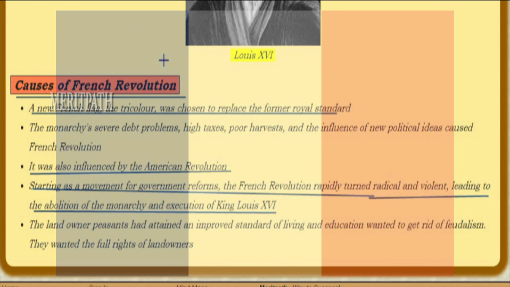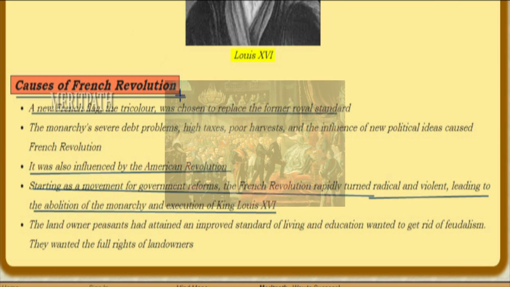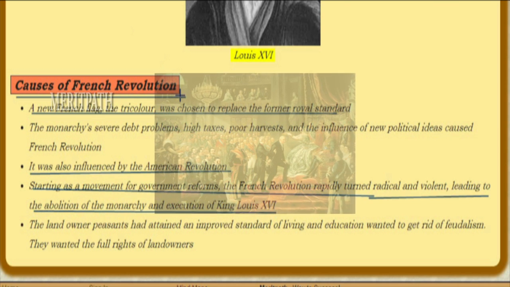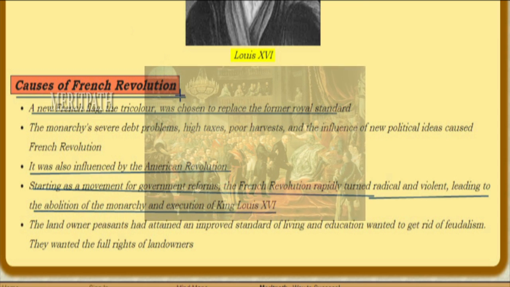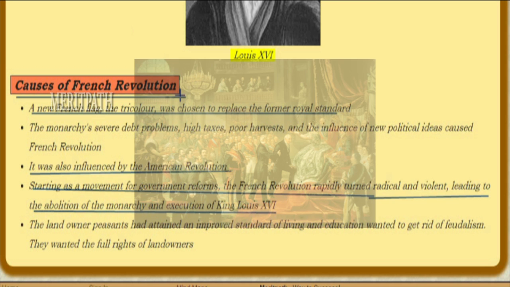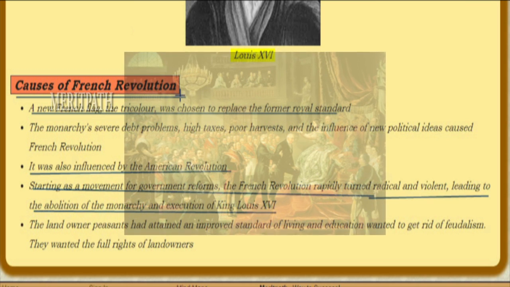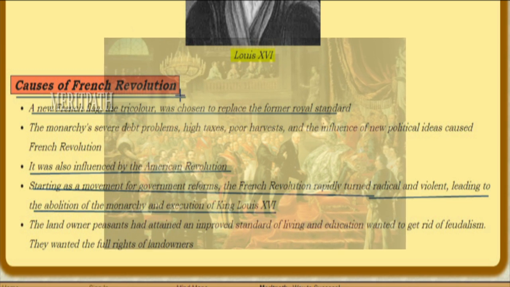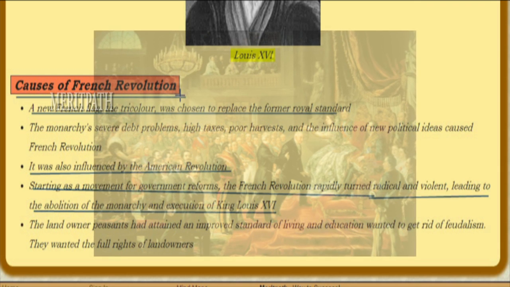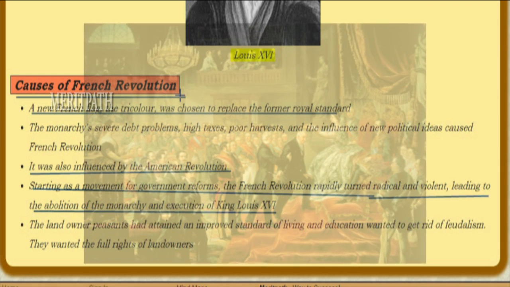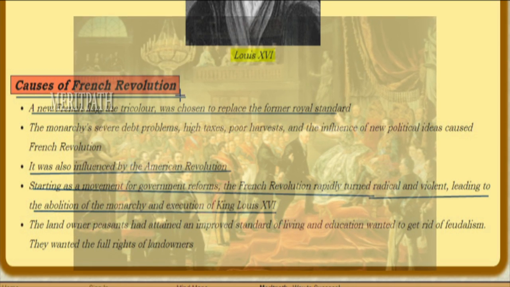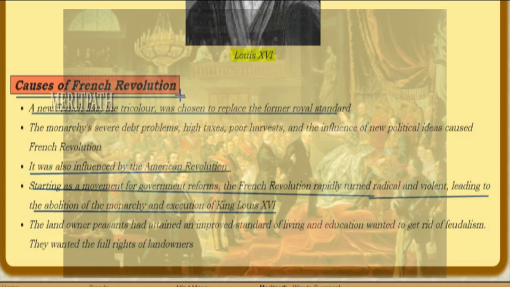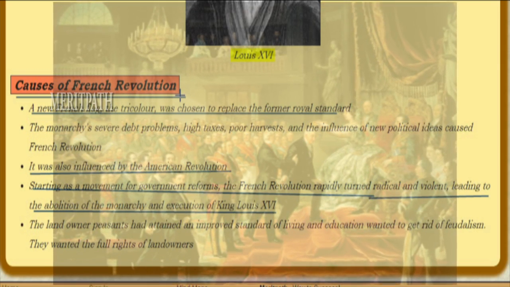Causes of the French Revolution. A new French flag, the tricolor, was chosen to replace the former royal standard. The monarchy's severe debt problems, high taxes, poor harvests, and the influence of new political ideas caused the French Revolution. It was also influenced by the American Revolution. Starting as a movement for government reforms, the French Revolution rapidly turned radical and violent, leading to the abolition of monarchy and execution of King Louis XVI.